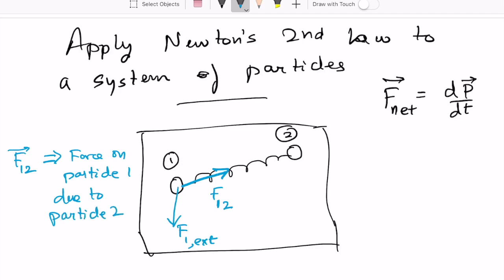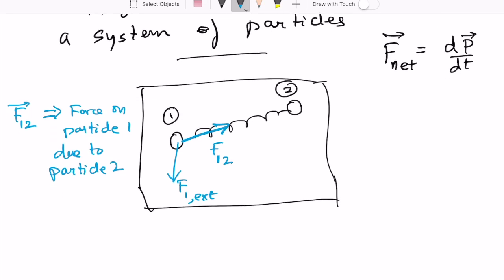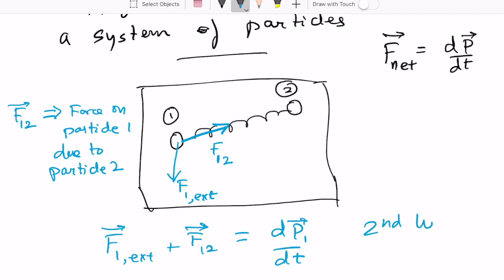Okay. And so that's all the forces that are acting on particle number 1, right? So Newton's second law applied to particle number 1 would be F1 external plus F1,2 is equal to dP1 dt. So that's the second law applied to particle 1.